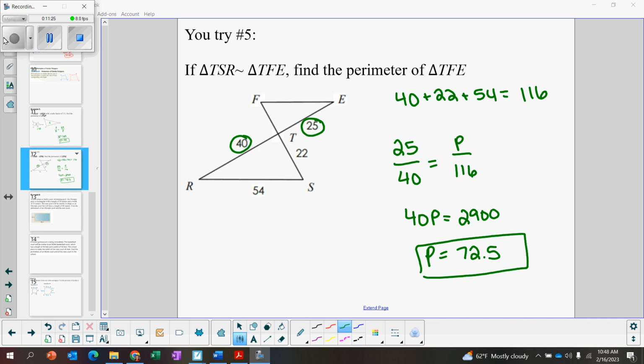All right, so our perimeter of triangle STR was 116 and 25 corresponded to 40. So I set up 25 over 40 equals the perimeter of TFE over 116. And when I cross multiplied, I got 72.5.